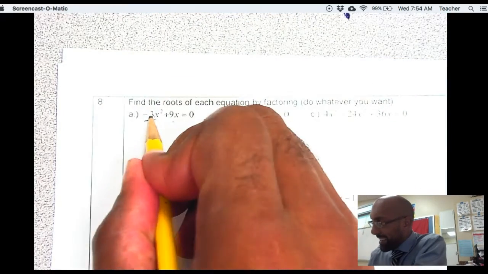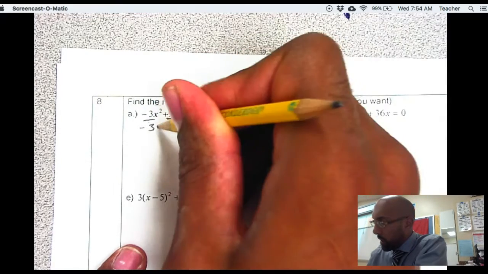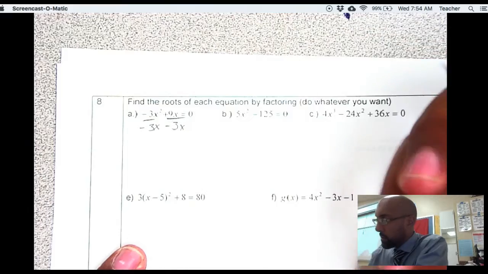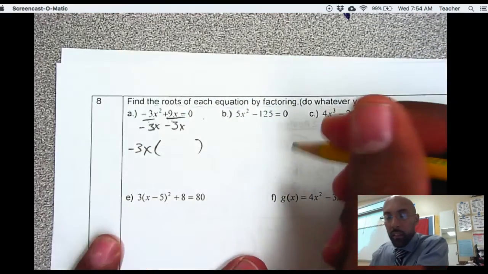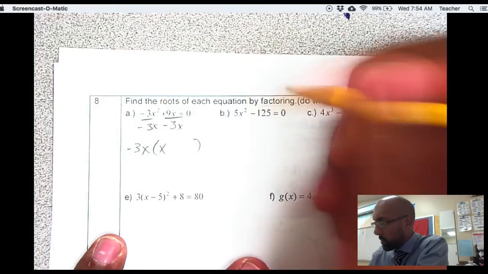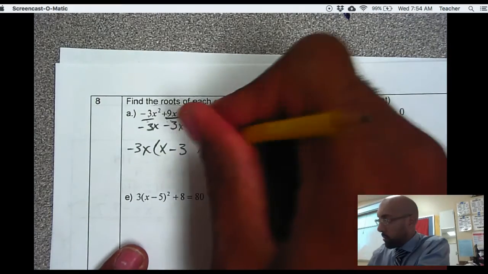So that's negative 3, that's what I'm going to divide out. I'm going to divide out negative 3. But they also both have x, so divide out x. Negative 3x goes to the front, and then we're going to have x minus 3 in order for that to be equivalent.